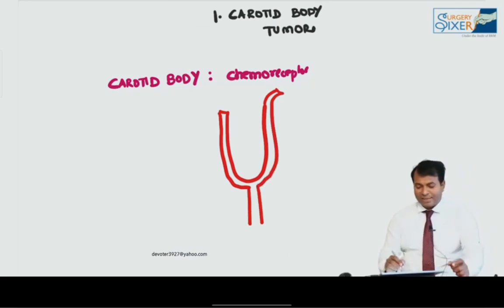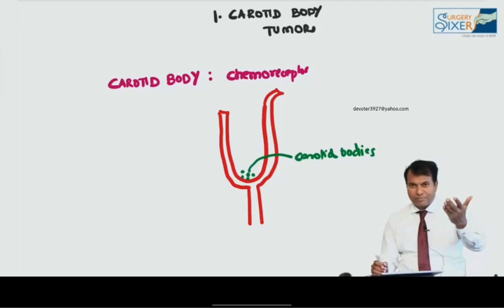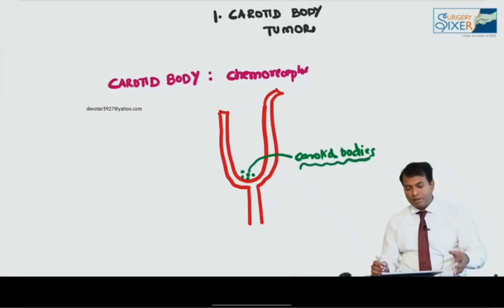The internal carotid artery has no branches in the neck. Please remember, that's an MCQ. The external carotid artery has around 7 branches in the neck. So this is the bifurcation. On the posteromedial surface of the bifurcation, we have small bodies known as carotid bodies.